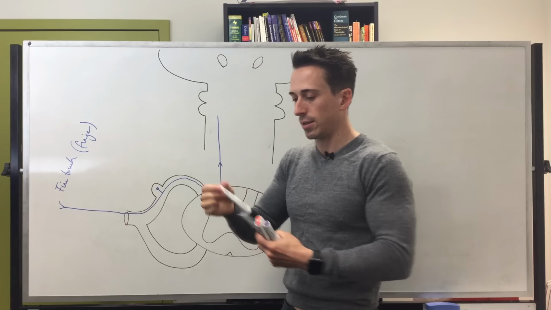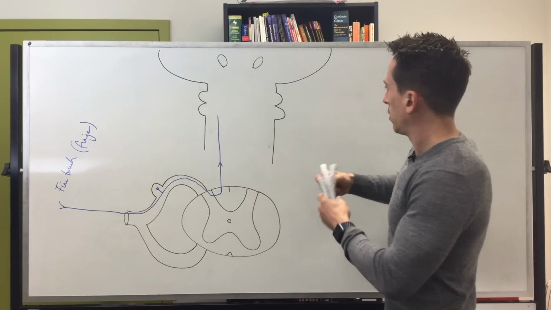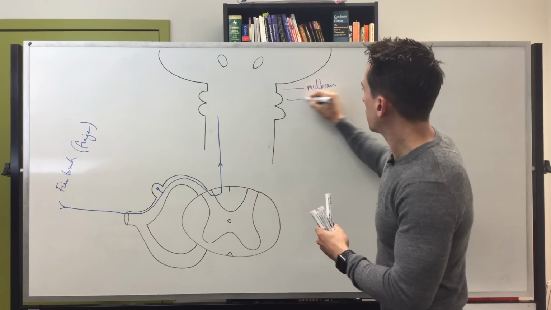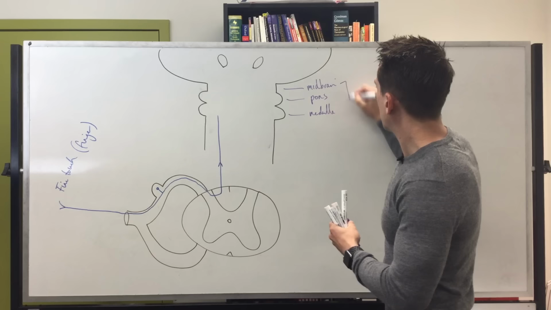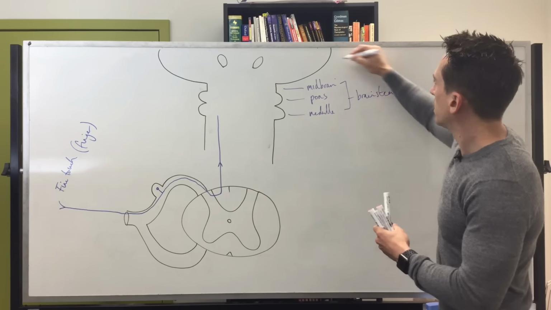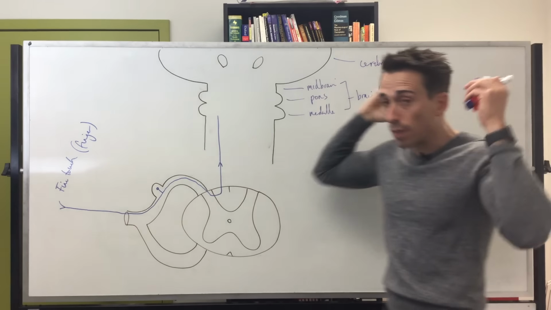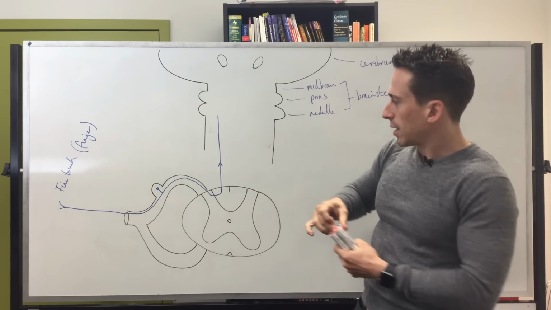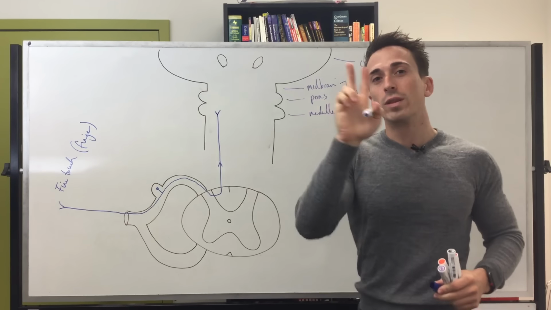So let's label this. You've got the midbrain. You've got the pons, and you've got the medulla, and we know together that's the brainstem. This is the cerebrum, cerebral hemispheres, and these are our thalami. Okay, our thalami. We'll talk about that in a sec. So the touch signal is going up. Once it gets to the medulla, this is where it synapses with a second neuron.